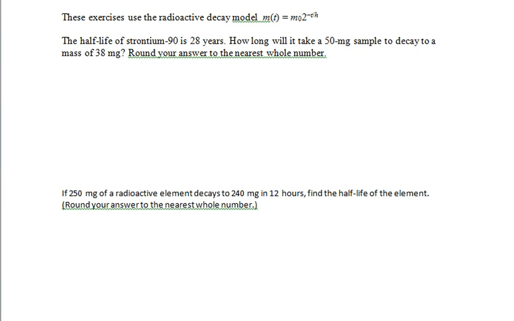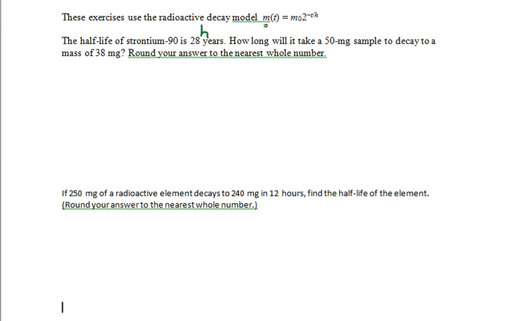These exercises use the radioactive decay model, where the mass after time t is equal to the initial mass times 2 to the opposite of t over h, where h is the half-life. The first part of the problem gives us that the half-life of strontium-90 is 28 years, so 28 is our h. How long will it take?